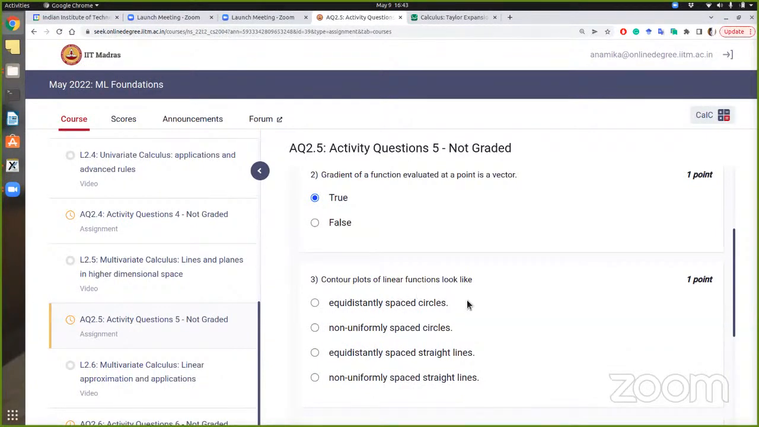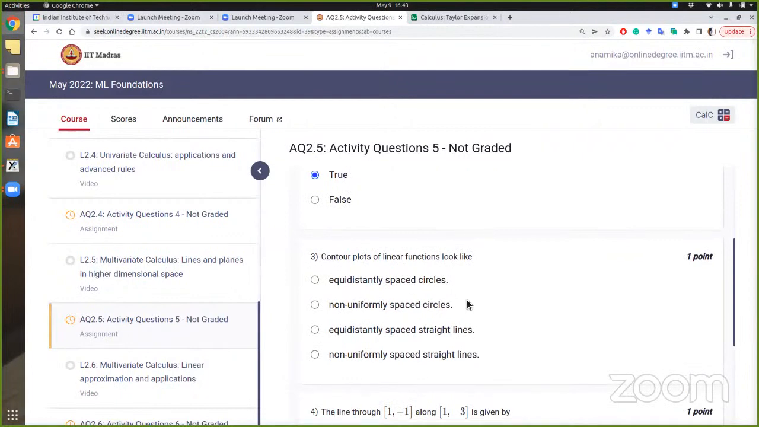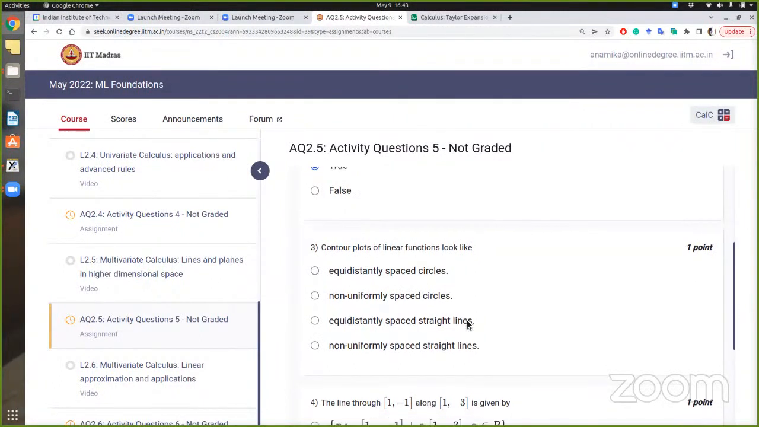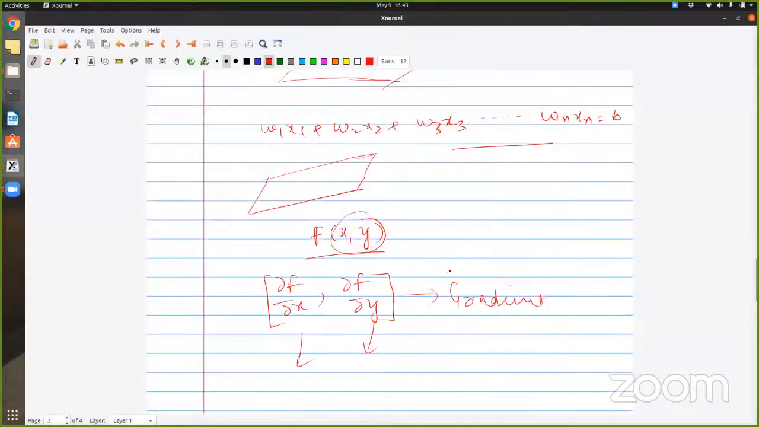Contour plots of linear functions look like what? Can somebody answer? Equidistantly spaced straight lines. Yes, this is correct. Can somebody explain how you got this? Because it is a linear function. Sorry, I answered circles because I was thinking about quadratic equations. Okay. So what is a contour plot?